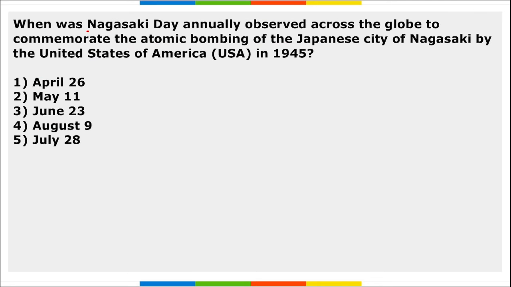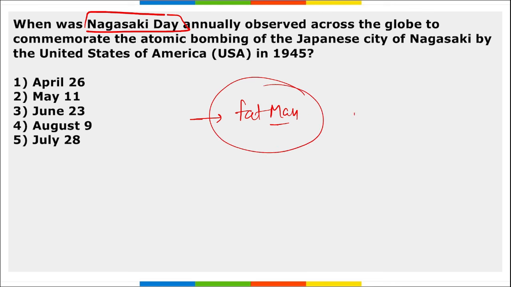Next, when was Nagasaki Day? Earlier we saw Hiroshima, right? And 3 days after Hiroshima, on Nagasaki, again an atomic bomb was dropped by USA. Nagasaki is also in Japan, and this time the bomb was named Fat Man. Earlier it was Little Boy that was dropped on Hiroshima, and 3 days after it was Fat Man that was dropped on Nagasaki. So it was 9th of August.